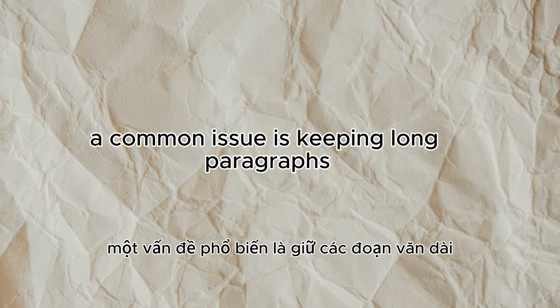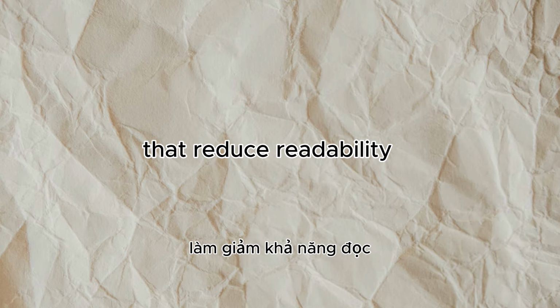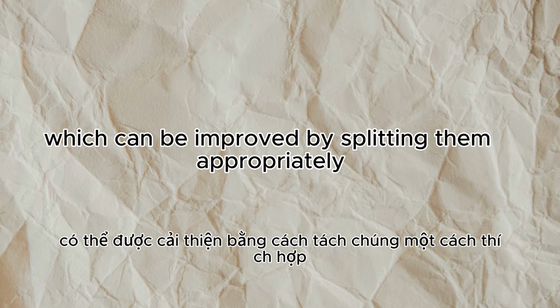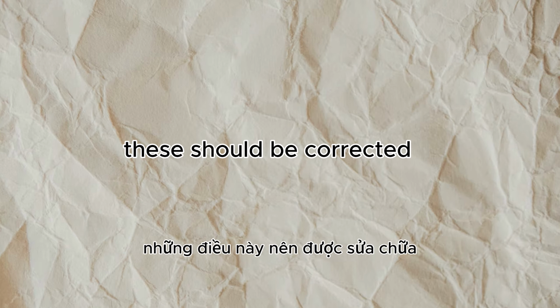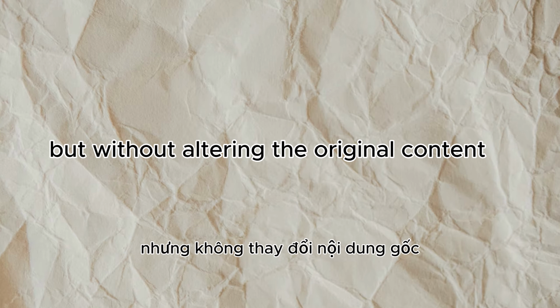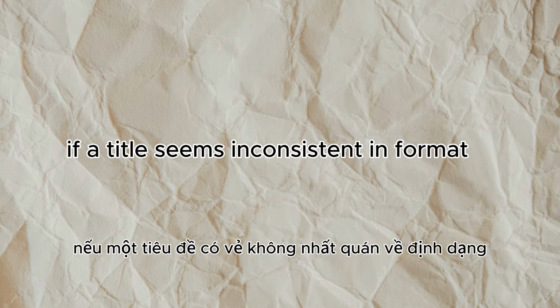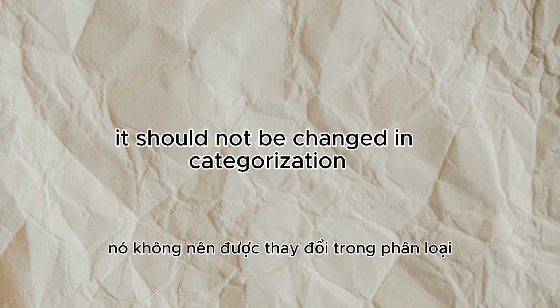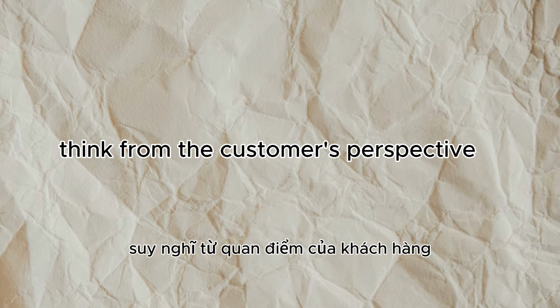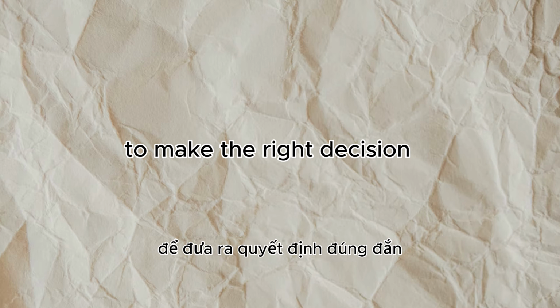A common issue is keeping long paragraphs that reduce readability, which can be improved by splitting them appropriately. With titles, you may encounter minor issues like encoding errors or unnecessary punctuation. These should be corrected, but without altering the original content. If a title seems inconsistent in format but is technically correct, it should not be changed. In categorization, think from the customer's perspective to make the right decision.